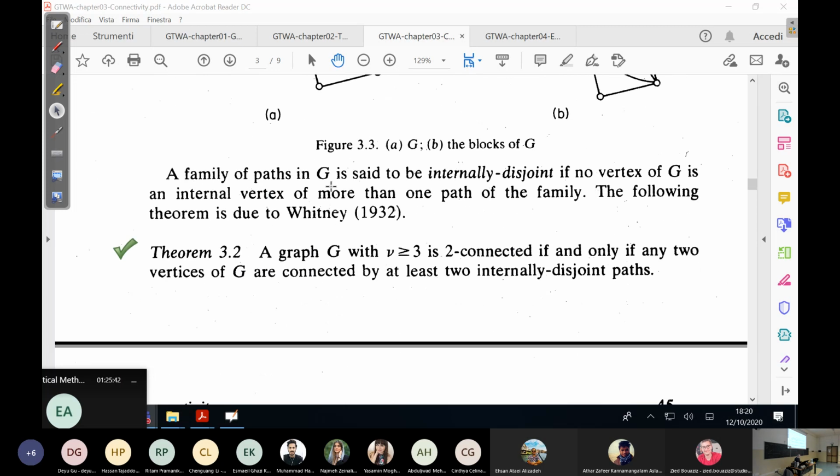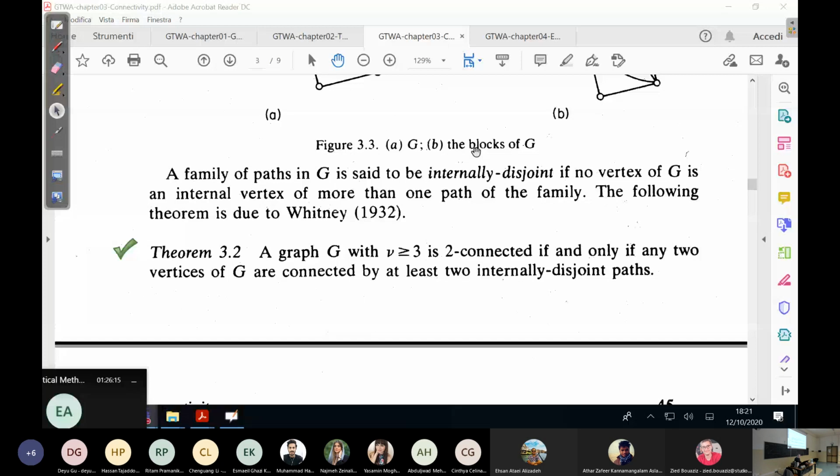A family of paths in G is said to be internally disjoint if no vertex of G is an internal vertex of more than one path of the family. What is an internal vertex of a path? Not the origin, not the terminus. So you say that two paths are internally disjoint when, apart from possibly the ends, the origin and terminus, all other vertices are not in common between the two paths, okay? And the whole family of paths is said to be internally disjoint if no vertex, what is written here?